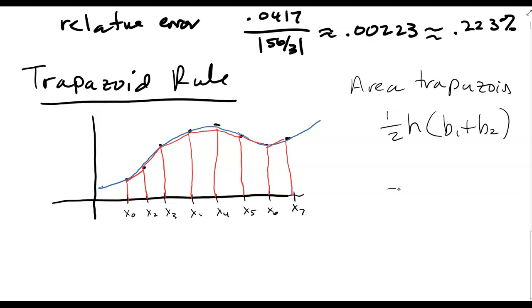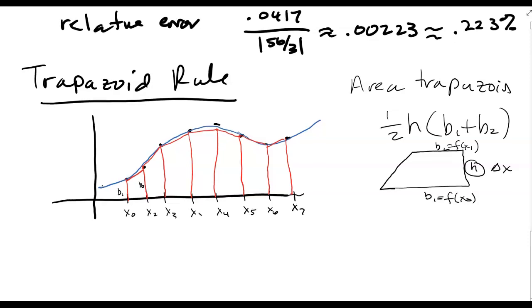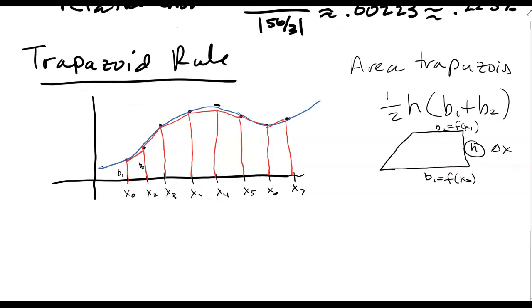So if I take one of these trapezoids and put it on its side, there's my height, base 1, base 2. So this is now my delta x. And then your B1, well, that's like f of x sub 0, and that's f of x sub 1. So we turned it on its side. So this is B1, and that's B2. Well, let's start to write that out to see what it kind of looks like.